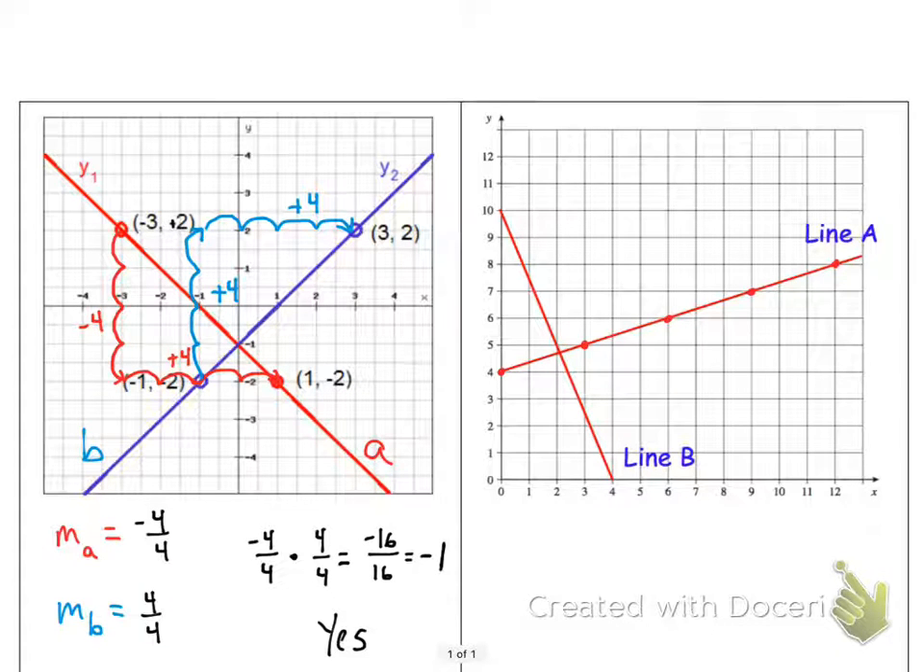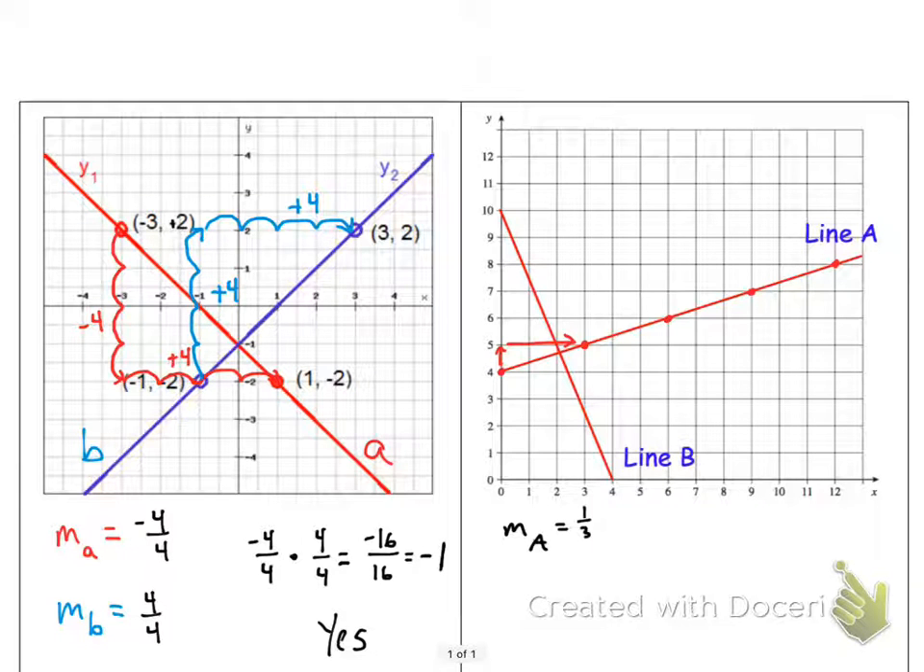I'll just kind of show that real quick. There's your up 1, and then your right 3. So the slope, and I'll call that A. Slope of A is going to be up 1, right 3, which is 1/3.